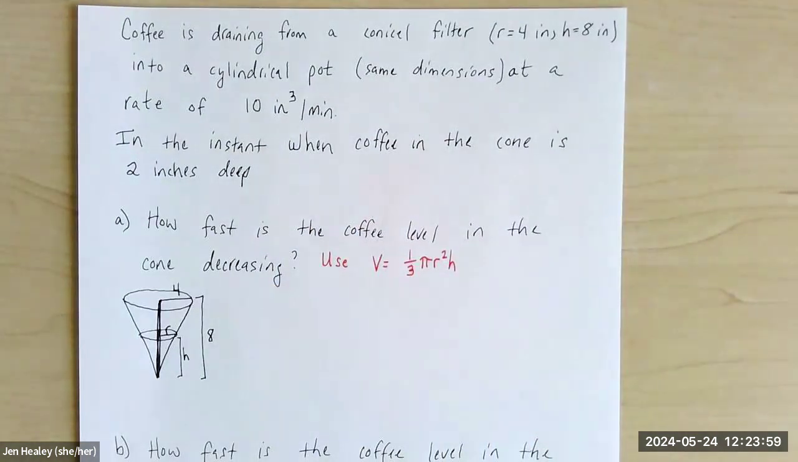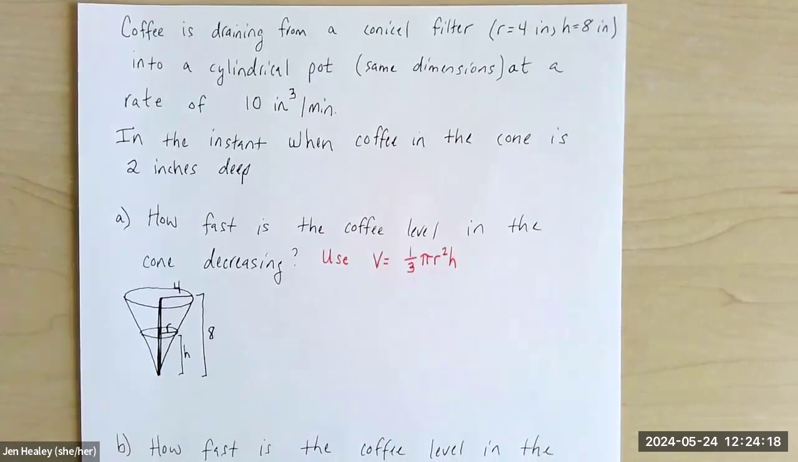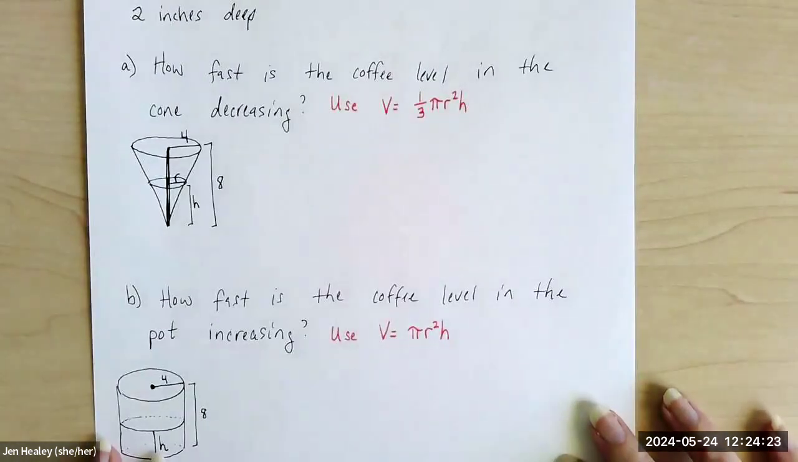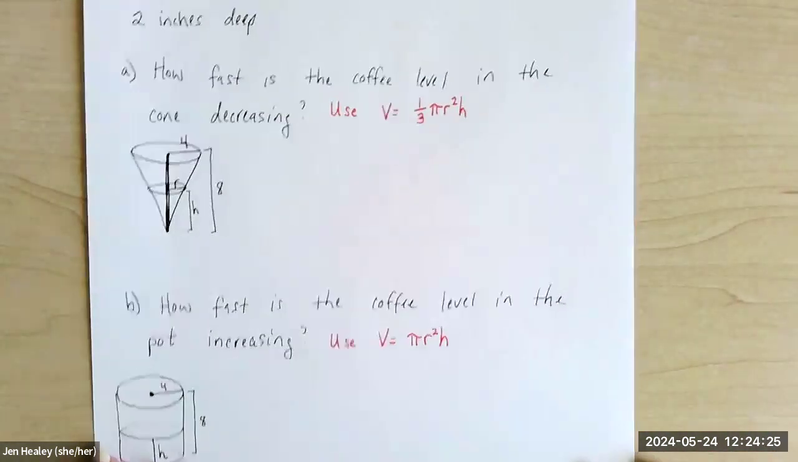In the instant when the coffee in the cone is 2 inches deep, they're asking us 2 questions. How fast is the coffee level in the cone decreasing? So there's coffee in the cone and it's getting lower. And as that's getting lower, it's pouring into the pot. And so the pot's getting higher. So they're asking, how fast is the coffee level in the cone decreasing? And then how fast is the coffee level in the pot increasing?